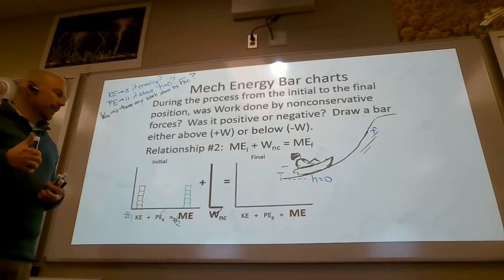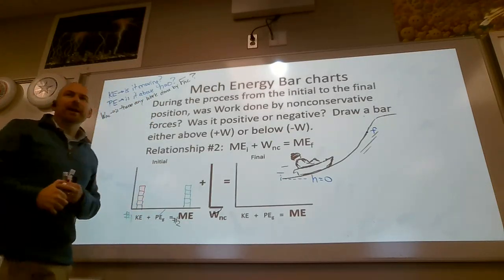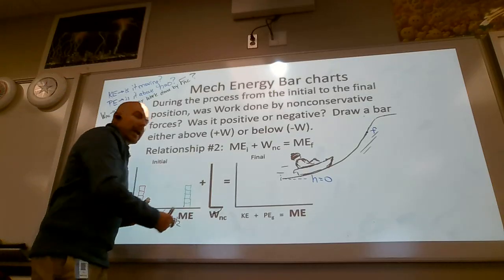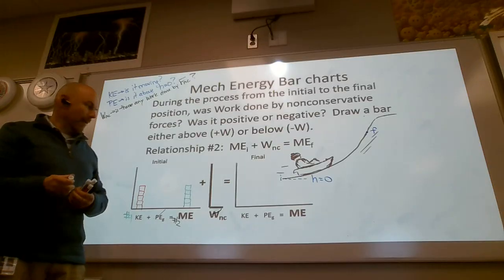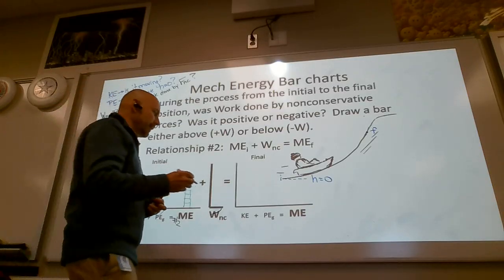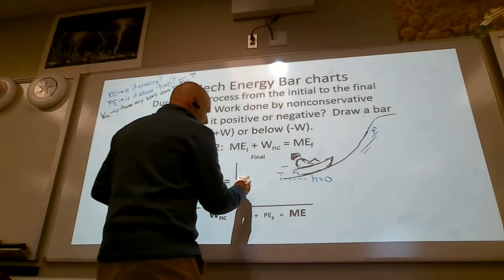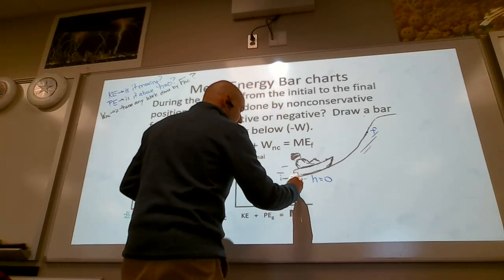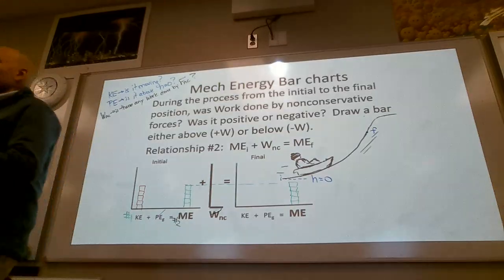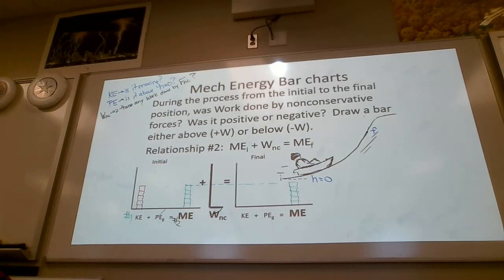We said that there were 5 pennies in the bank. We didn't take any out or give any. So how many pennies are in the bank at the end? 5. We're still at 5 pennies. The total amount of pennies was conserved. The total amount of mechanical energy is conserved. It stayed the same. Good with that?